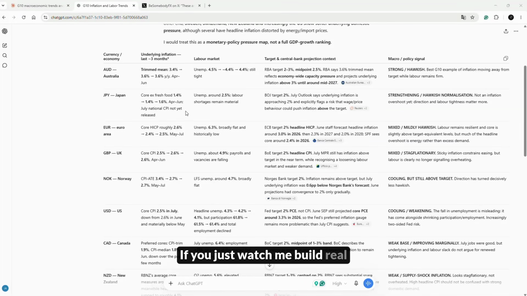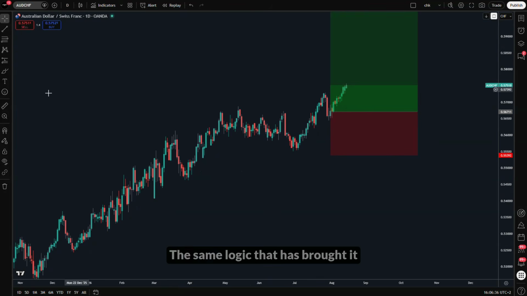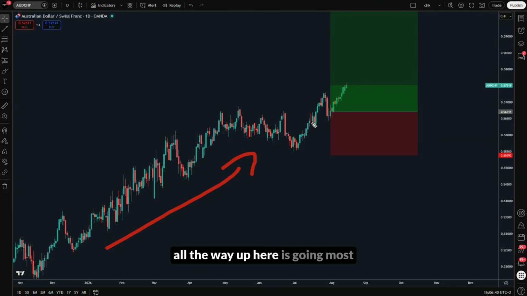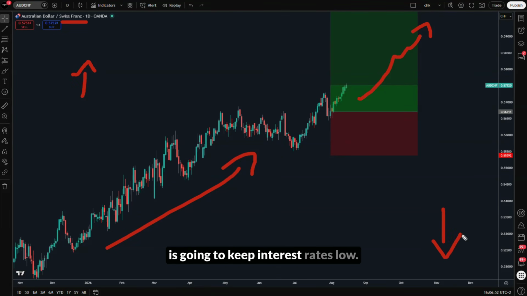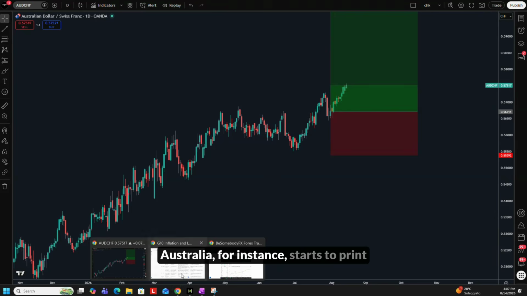If you just watch me build in real time the macro idea behind the Australian dollar against the Swiss franc going further higher. The same logic that has brought it all the way up here is most likely going to continue because the Reserve Bank of Australia is going to keep interest rates high versus the Swiss franc. So the Swiss National Bank is going to keep interest rates low. Okay, as long as that's true, as long as that divergence is true, and as long as the Australian dollar is going to get that push from higher interest rates, not just the fact that interest rates are high, but the fact that they are expected to stay high and potentially expected to go even higher, that creates this type of trend, okay?